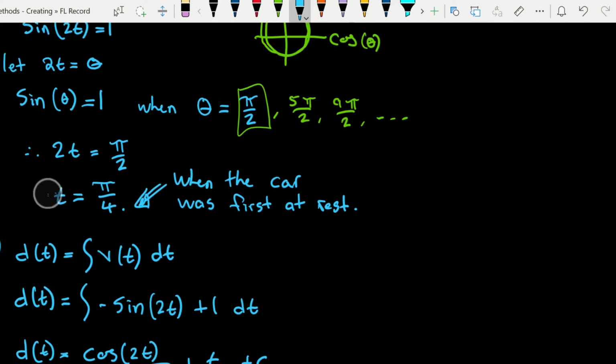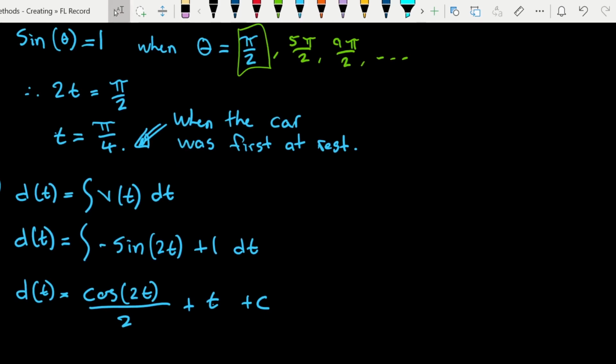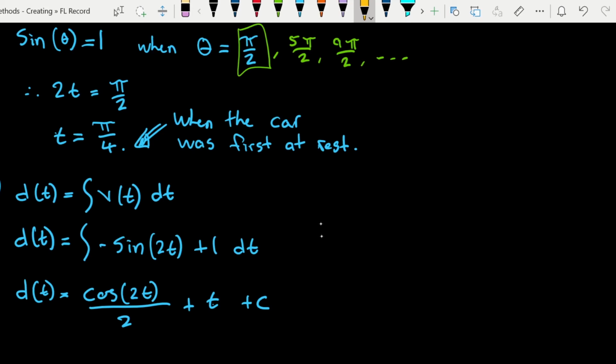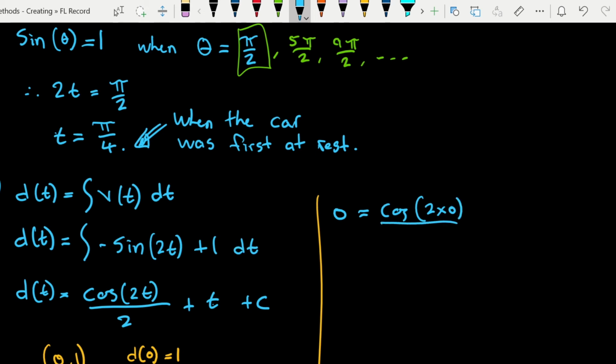So we can take the antiderivative there, and we get a solution for d of t, where we've got some plus c value, and we're going to use our initial condition. We're going to use our initial condition, and that was that (0, 1) was a coordinate that we can sub in. So in other words, d of 0 is equal to 1. So we can substitute that in. We can say, well, 0 is equal to cos of 2 times 0, because t is equal to 0, over 2 plus 0 plus c.